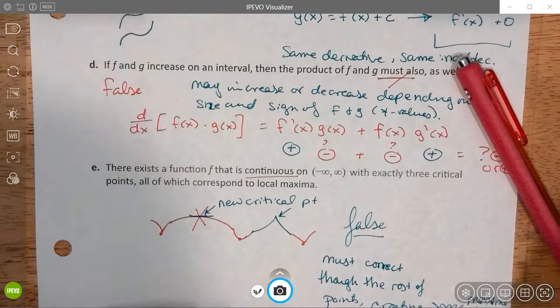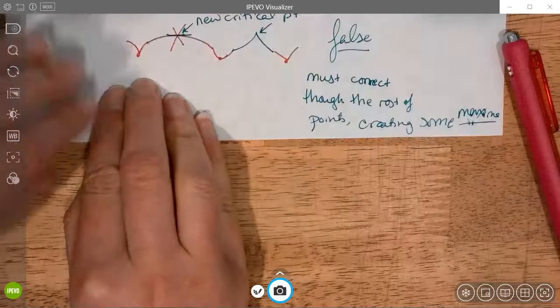Alright, we're done with this section. We must connect through the rest of the points, creating some maxima.